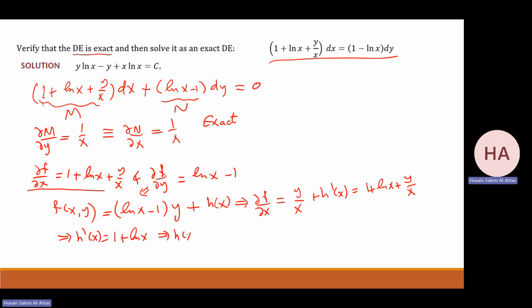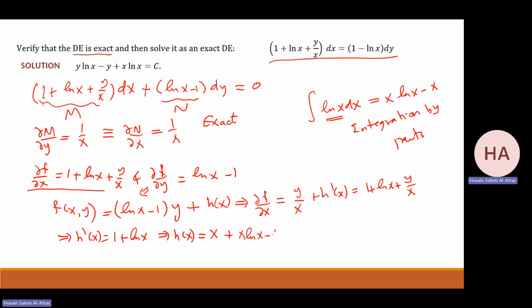What will be h of x? h of x will be x plus integral of ln x. How to find the integral of ln x? If you remember how to do integral of ln x dx, you need integration by parts, and it will be like this: x ln x minus x. So you need to review integration by parts. We can check, the derivative of this is what? x over x, 1 plus ln x minus 1. So this is what I'm looking for. So it's all x plus x ln x minus x, which is x ln x.